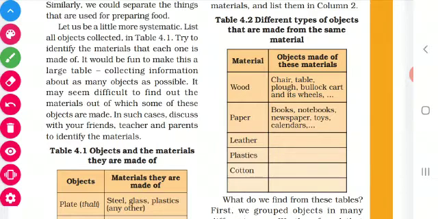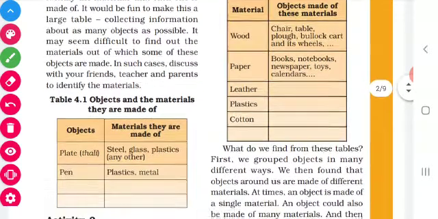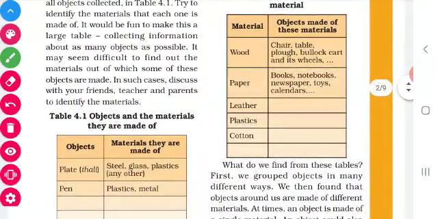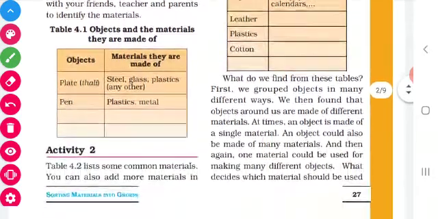Paper: from paper we are getting books, notebooks, newspaper, toys and calendars. Like that, leather: from leather what do we get? We get bags, we get shoes. You have to fill it in. And plastics: it is used to make what type of objects? Then cotton: from cotton what type of objects are we getting? Then you can include any one material of your choice and write the objects made of these materials.